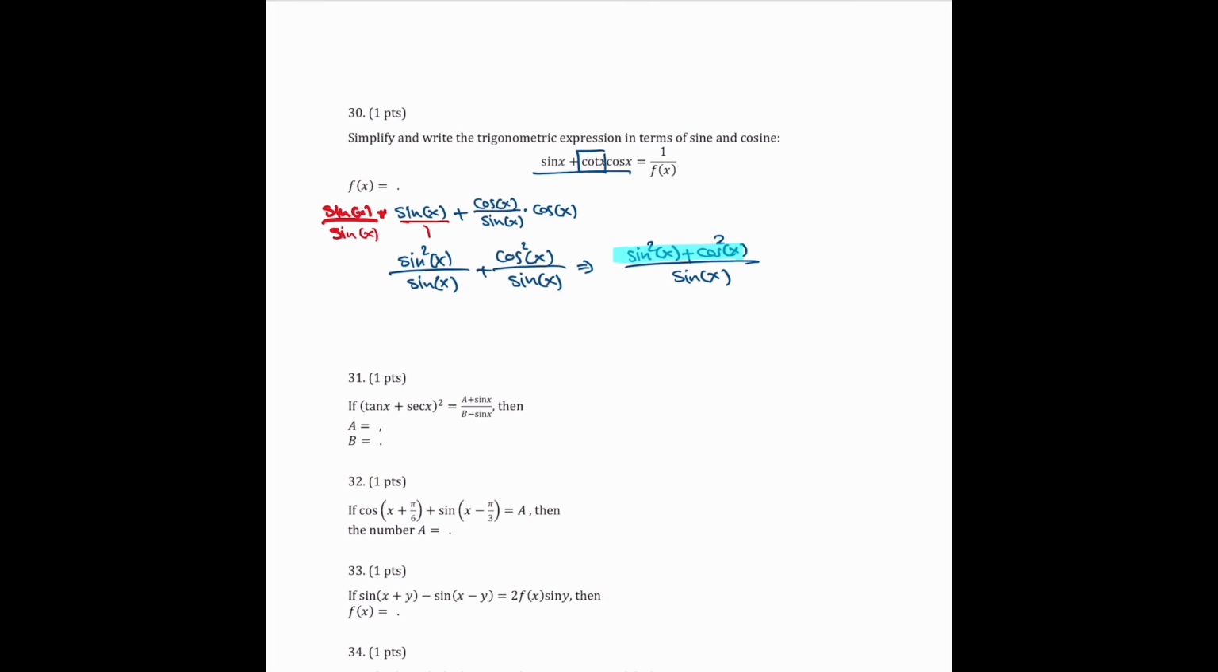I know the numerator is equal to 1, so this is going to become 1 over sine x. I know the reciprocal of sine is cosecant x. So if you compare that with 1 over f of x, that means f of x is equal to sine x. And done.